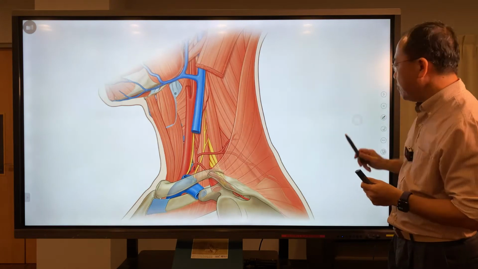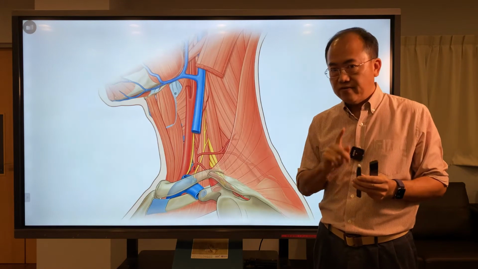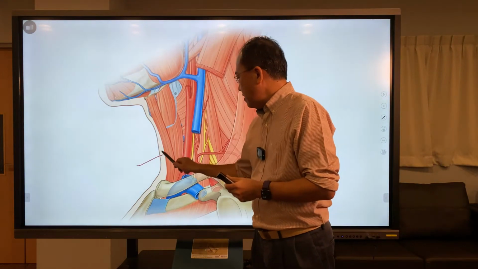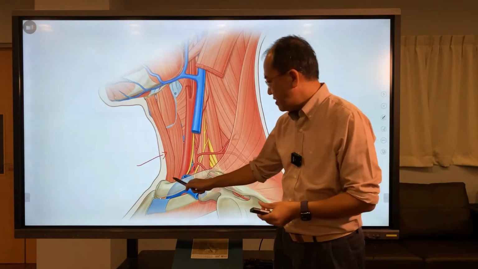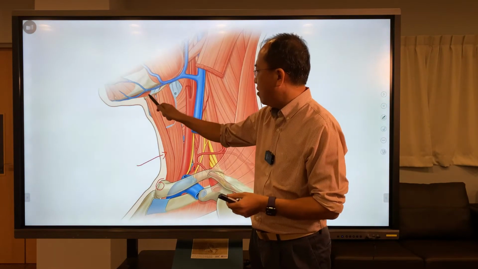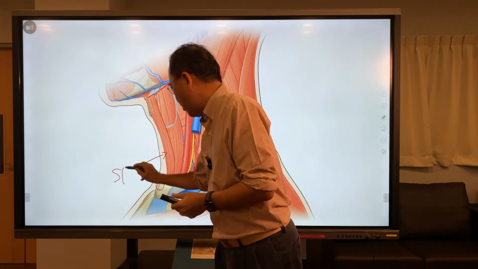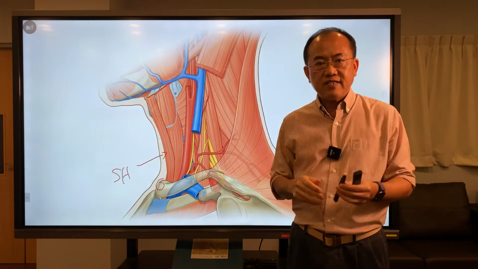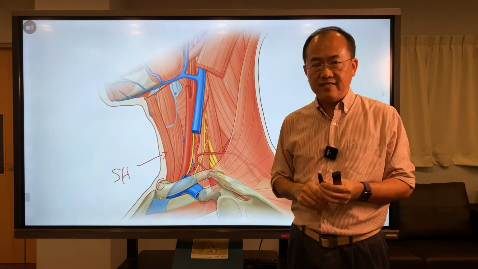From this diagram, can you still see some of the strap muscles? Very good. These are the superficial strap muscles. It runs between the sternum here and the hyoid bone, this is the hyoid bone. What do you call this? Very good, the sternohyoid muscle. Can you still see the omohyoid? Omohyoid has been cut, yes.